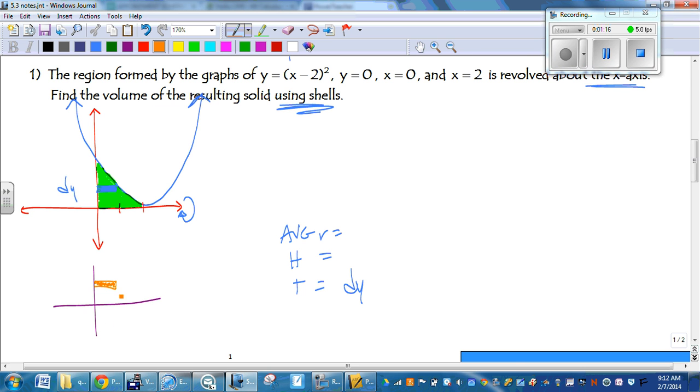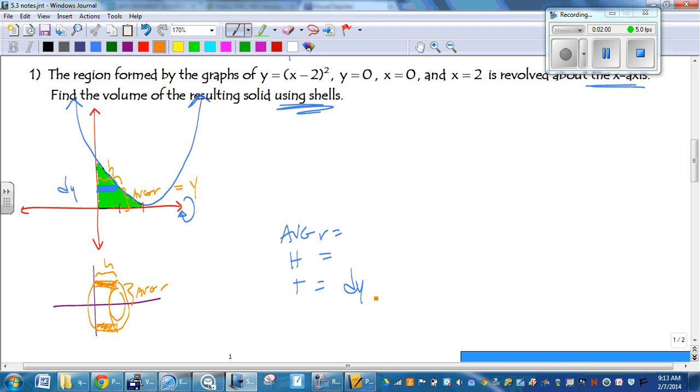So here's our rectangle. It's getting rotated around the x-axis. So if we draw this, we end up with a shell. Right? And our height of the shell is going to be right here. So if we look on the graph, that's our height. The average radius is right here. And we already know the thickness is dy. Well, average radius, that's a vertical distance, right? We're going from the x-axis up to the graph. That vertical distance is going to be the y value of the graph.